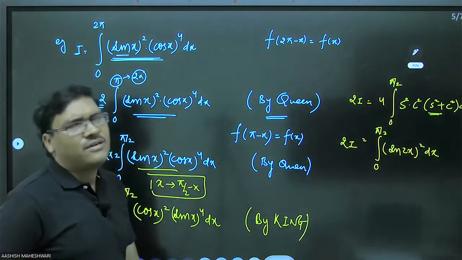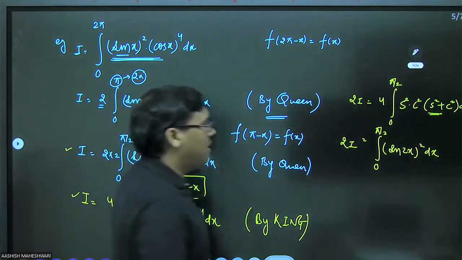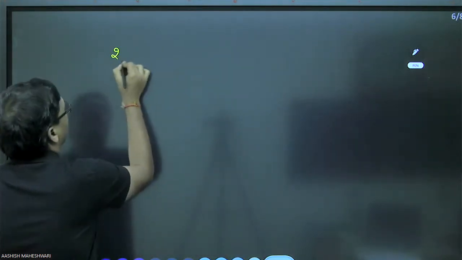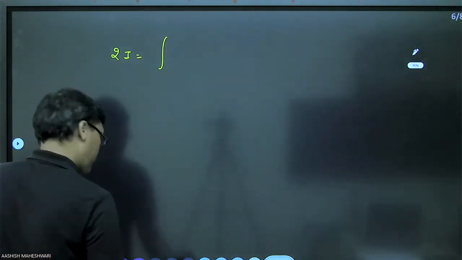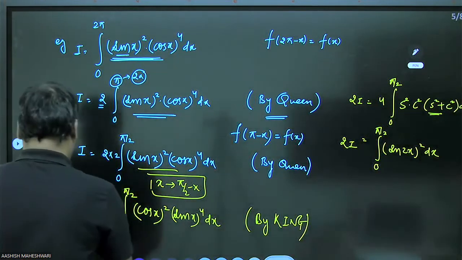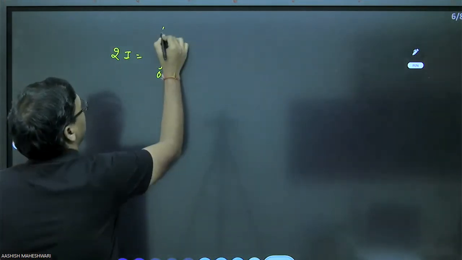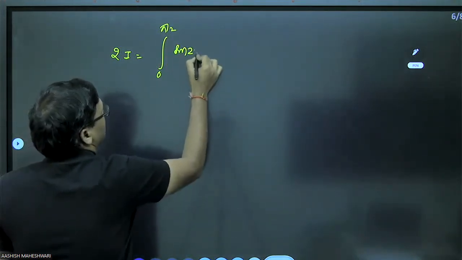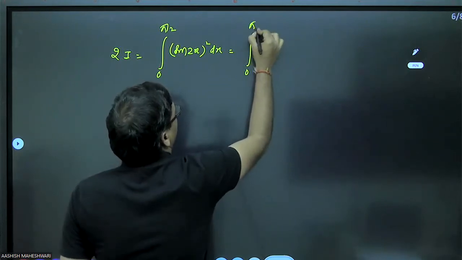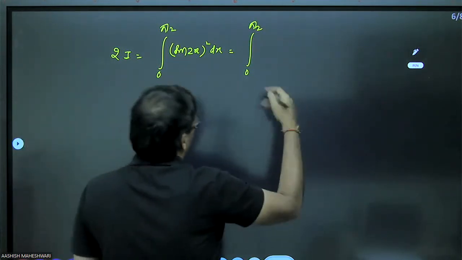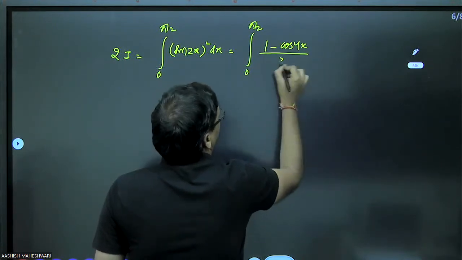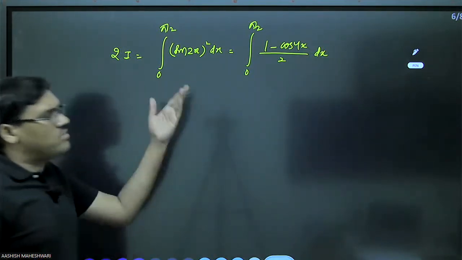Now, how will you integrate this? There are some different ways to solve this. Let me solve it. We have 2I is equal to integral 0 to pi by 2 of sin 2x whole square dx. Now, what is sin square x? This is 1 minus cos 4x divided by 2 dx. I hope this step is also clear.